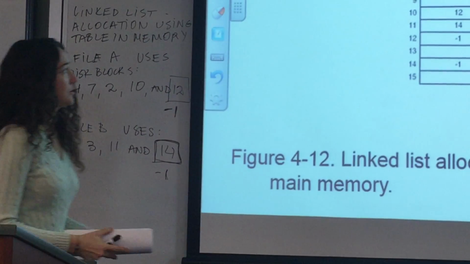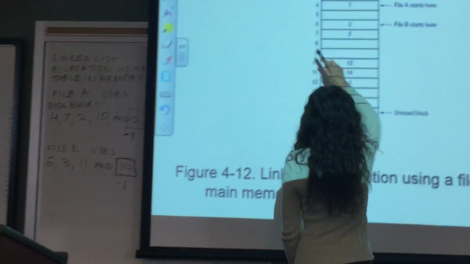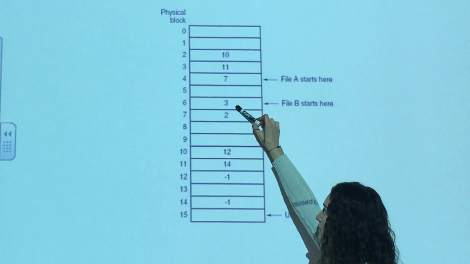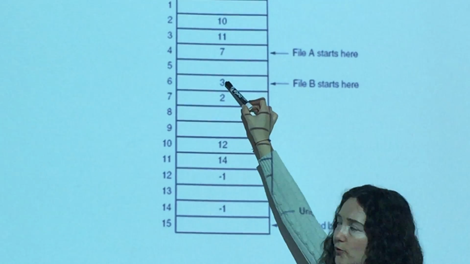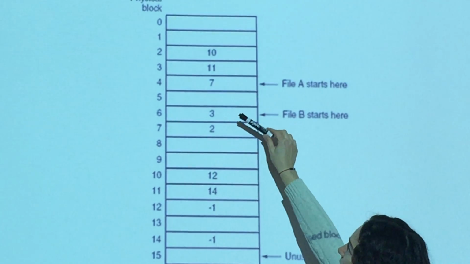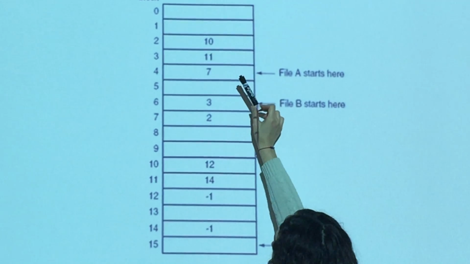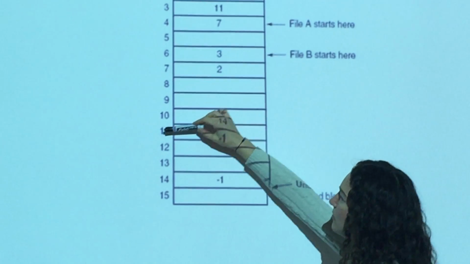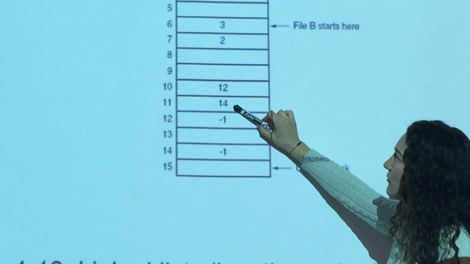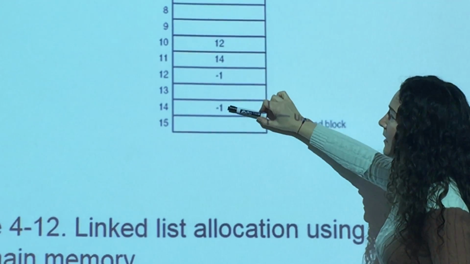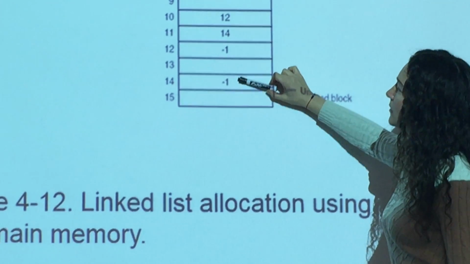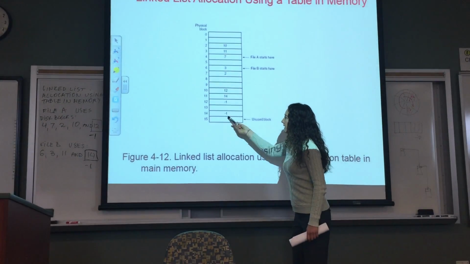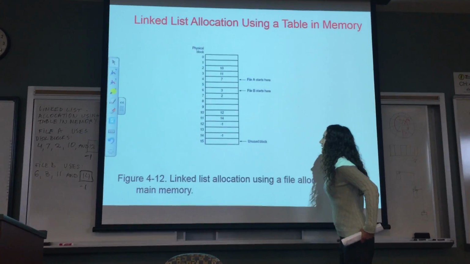So the file B starts at physical block 6. For 6 in the table we have entered 3, that's the next block to follow. For 3 we have 11, that's the next block. For 11 we have 14, 14 is the next block. And the last, so 14 we have -1 indicating that's where the file ends.